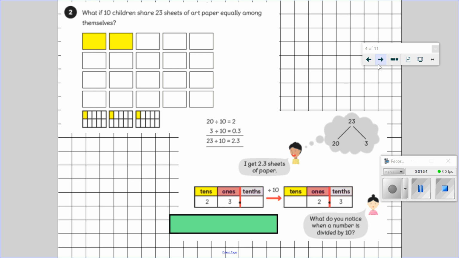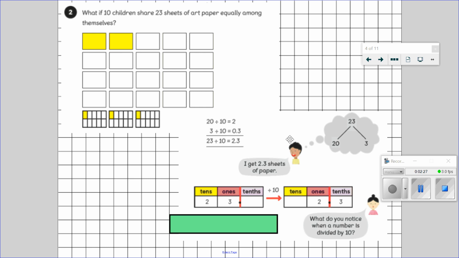So here we have another problem. It asks us, what if 10 children share 23 sheets of art paper equally among themselves? What's the same about this question, and what's different? How can we use what we've just learned to help us? We know that in order to divide by 10, we're going to need to split the whole numbers into tenths. But do we need to split all of them?